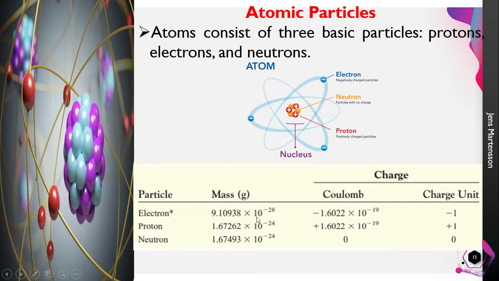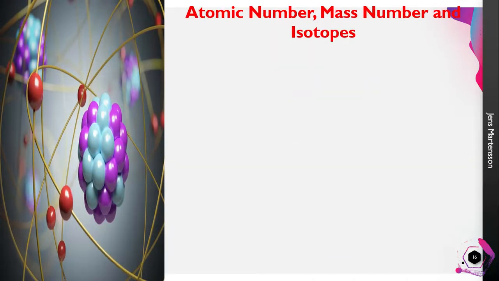The same sila or charge ni proton but different ang magnitude. So yung charge ni electron is negative 1.6022 by 10 raised to the power of negative 19. And then yung charge naman ni proton is positive 1.6022 by 10 raised to the power of negative 19. Okay? So in charge unit, this is positive 1 for proton and negative 1 for electron. Si neutron does not have a charge at all. Okay? Now, how do we get atomic number, mass number, at saka yung isotopes?